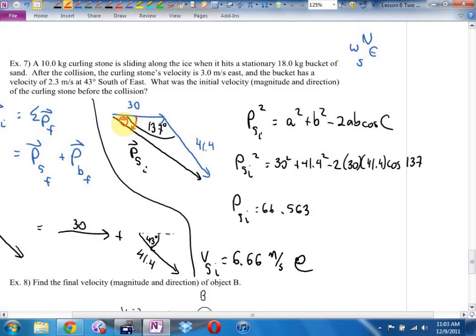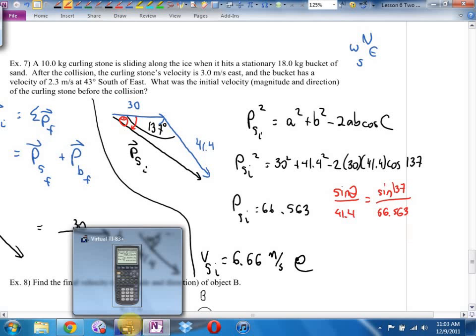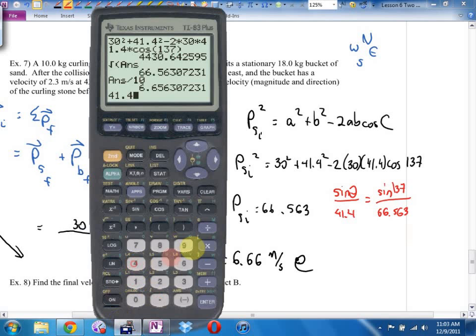So, let's see. Sine of theta, I should have left more room clearly, over 41.4 equals the sine of the angle that I do know over the side that I just figured out, which was 66.563. When I cross multiply, I'll get 41.4 times the sine of 137 divided by 66.563. And I take the inverse sine of that. Sorry, I'd love to be able to fit this on. I think you get 25 degrees south of east.